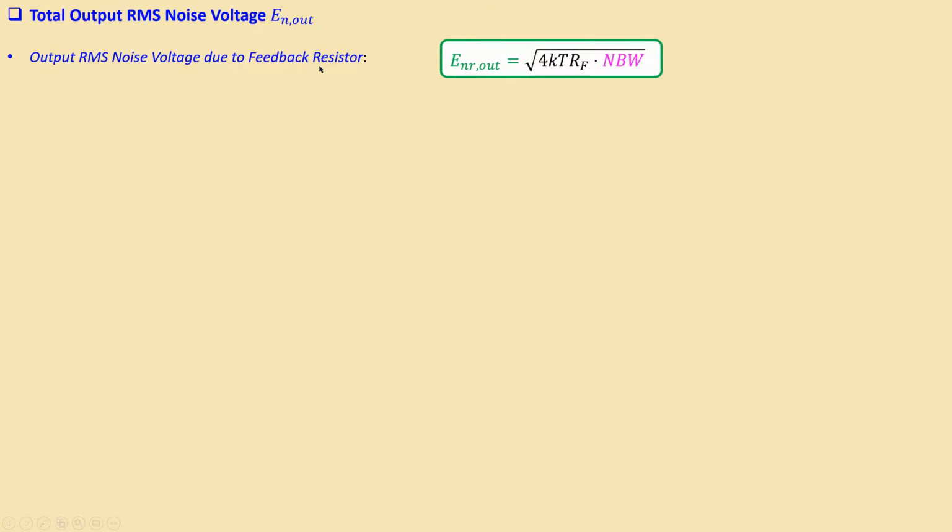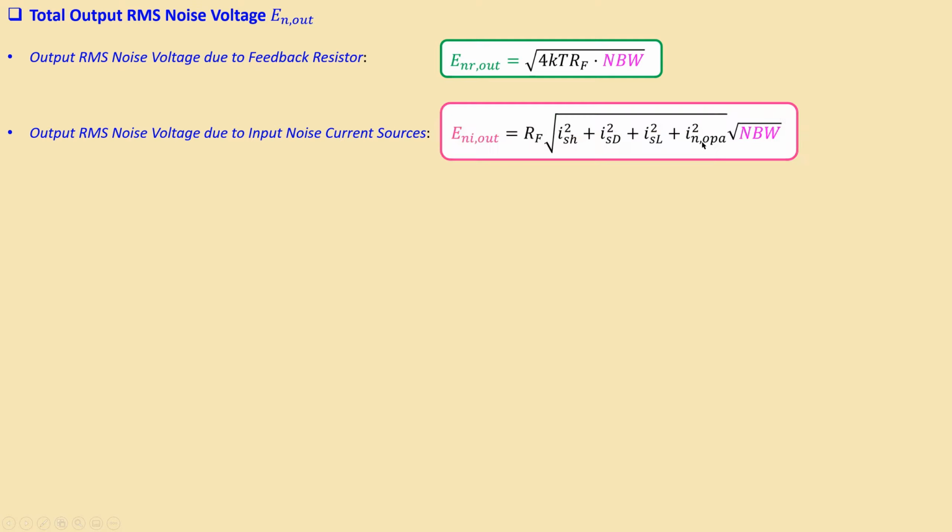Now, how is the total output RMS noise voltage determined? The first one is the output RMS noise voltage due to the feedback resistor, just thermal noise. We have already discussed this. And we have of course also the output RMS noise voltage due to the input noise current sources. Those are also given, so you have the feedback resistor, times the square root of the sum of the squared elements for each part.